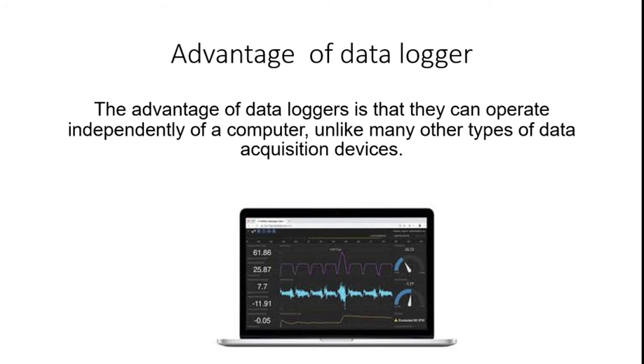The advantage of a data logger is that it can operate independently of a computer, unlike many other types of data acquisition devices. A thermometer is utilized to sense the temperature of the system, but we cannot analyze the data with the aid of a thermometer. For that reason we go for thermocouples. Thermocouples also sense the data, placed in different systems, but they also cannot analyze the data. So the data logger is utilized for collecting the data and also analyzing it.